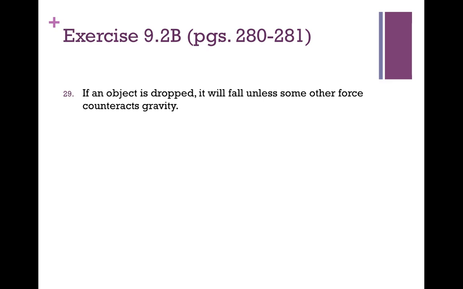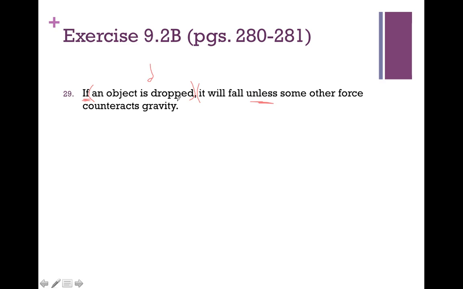Number 29. This one, in my opinion, was the hardest one out of all of them. So we'll see if you got this one, there's an extra star on your crown in heaven. But if an object is dropped, it will fall unless some other force counteracts gravity. So I don't remember what letters I used on my answer, but here we have two conditionals. We have if, and then we have unless. And here's how I think is the easiest way to think about it. If an object is dropped, there's our antecedent, right? And we'll use a D. Then it will fall unless some other force counteracts gravity.